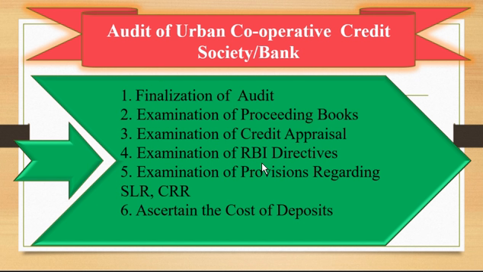First is finalization of audit. It is mandatory on the part of every auditor to finalize the audit and release the audit report within 6 months from the end of the cooperative year. Next is examination of proceeding books. The auditor shall examine the proceeding books of the annual general meeting or statutory general meeting and board of directors and offer his comments on the policies and programs formulated by the management and its effective implementation.